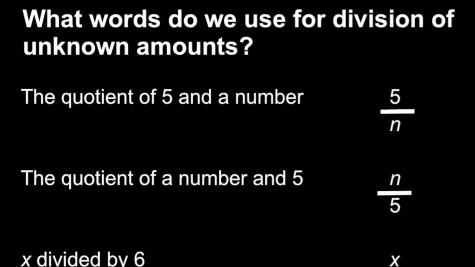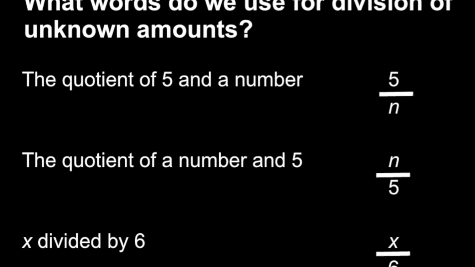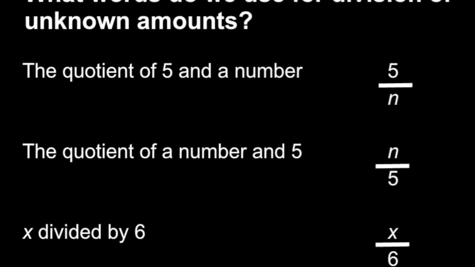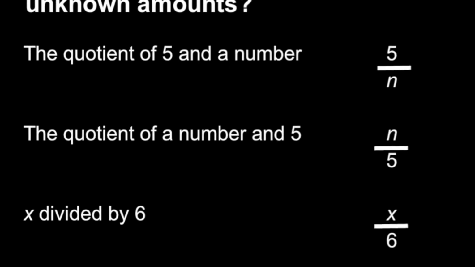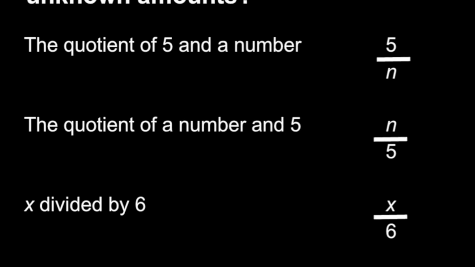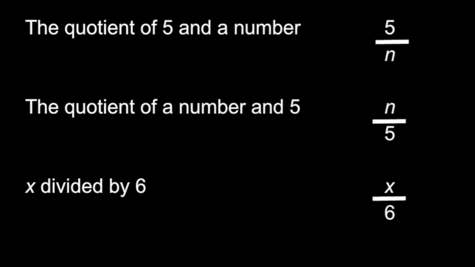What words do we use for division of unknown amounts? The quotient of 5 and a number, 5 over n. The quotient of a number and 5, n over 5. X divided by 6, x over 6.